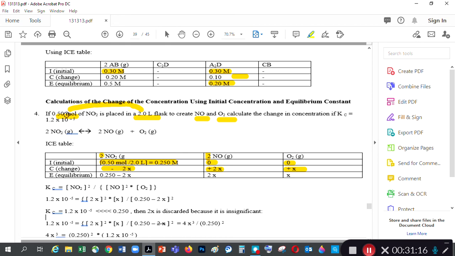We divide 0.5 by 2, which gives us 0.25. So now what we'll do is plug in your Kc value. The Kc value is given to us here. Kc is 1.10 × 10 to the minus 5. Kc is the products over the reactants, correct?